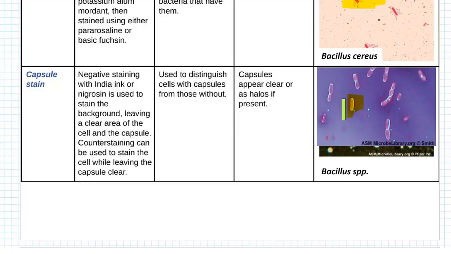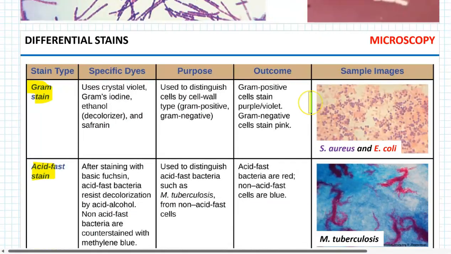So the good news, I will never ask you questions about capsule, flagellar, or endospore stain, because the answer will be in the question. I can't ask you, what do you use endospore stain for? Duh. Right? Now, let's get back to these guys.